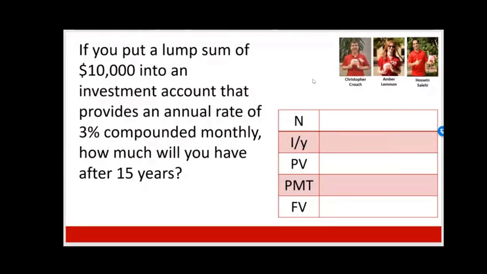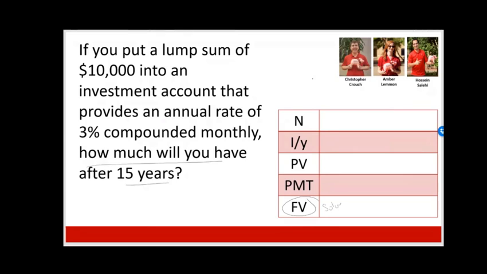I'll give this my best shot, so I apologize for any mistakes in advance. Okay. The lump sum of $10,000 into the investment account by annual interest rate of 3% compounded monthly. How much will you have after 15 years? So I'm assuming it wants the future value. That's what we're trying to figure out. Yeah, so we want to know how much we'll have after 15 years, so we're solving for future value.